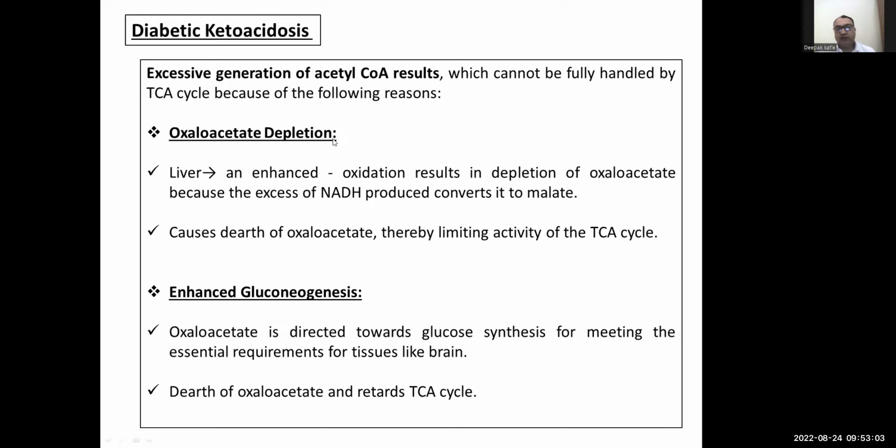And the special reason for diabetic ketoacidosis is the high production of the ketone bodies, that is beta-hydroxybutyric acid. It is the main cause of metabolic acidosis in uncontrolled type 1 diabetes.